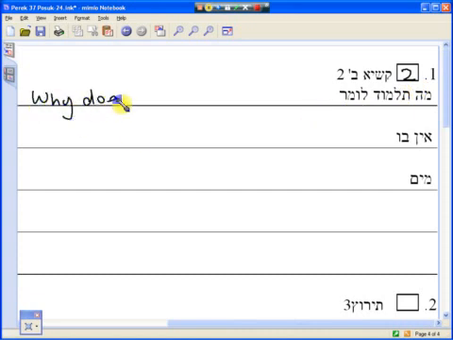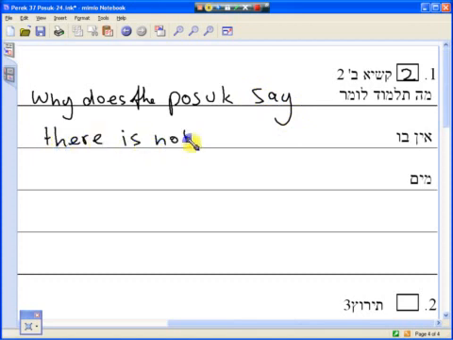Why does the pasuk say Ein boy, there is not in it, mayim, water? Why does the pasuk say Ein boy mayim? It's obvious that there's no water in it. So that was section 2.